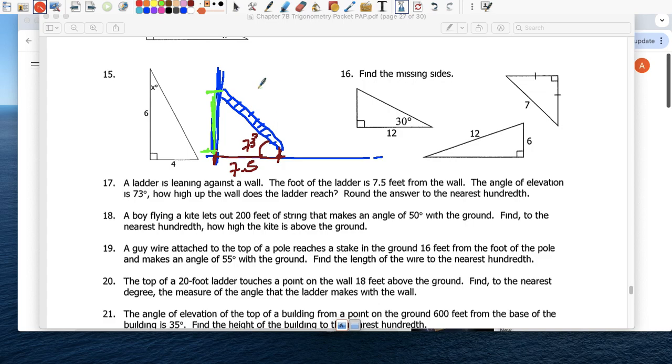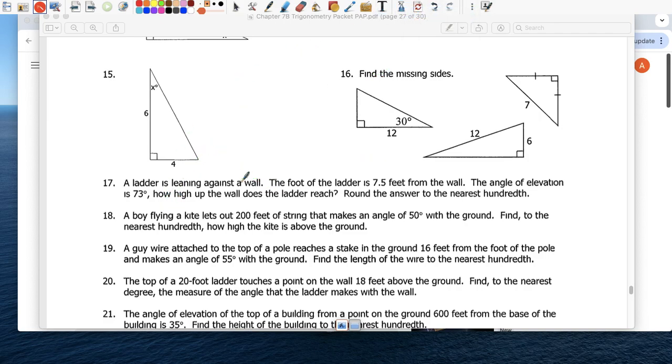So again, this is the hypotenuse, right? This is the adjacent, and this is the opposite. We don't have any information on the hypotenuse. We have opposite and adjacent. So in this case, we use tangent. So tan of 73 equals the opposite, which I don't know, over the adjacent, which is 7.5. Cross multiply, and you find your answer. So basically I'll just draw it out.